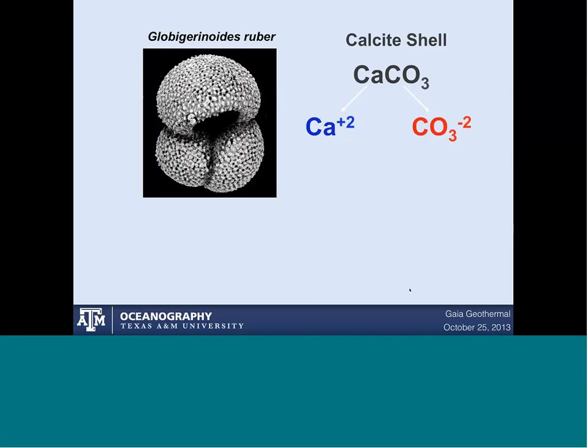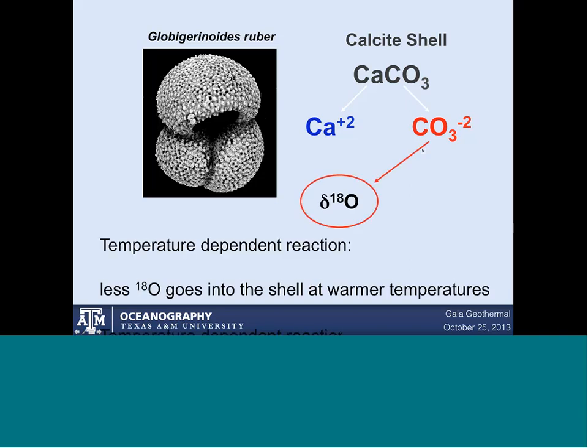But another way, the way that I like to do it, is to use the chemistry of the shell to give us a more quantifiable value on past temperature changes. The species that I like to use, I have pictures here, is called Globigerinoides ruber, and it lives in the upper water column. You can take its shell and dissolve it in acid and make carbon dioxide that we can then measure on a mass spectrometer, and measure what's called the stable oxygen isotopic composition of that original calcite.